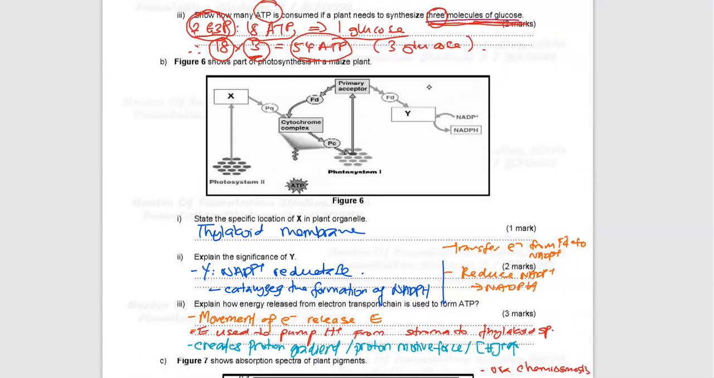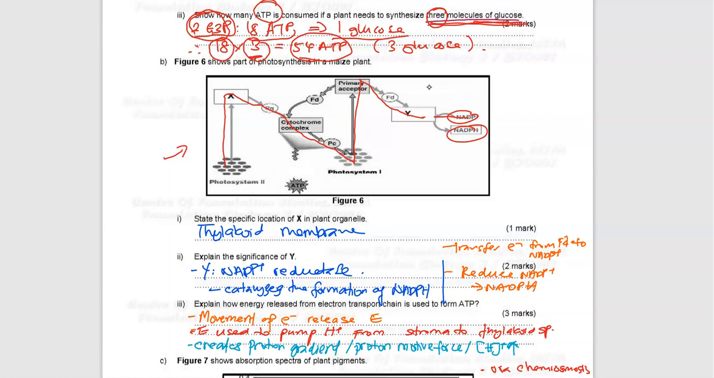Figure 6 shows part of photosynthesis in a maize. Maize is corn plant. As you can see here, it shows you the light reaction. To be specific, it shows you the process of linear electron flow, or non-cyclic electron flow, from photosystem 2 to the ETC, to photosystem 1 to ETC, and then received by NADP plus here to form NADPH.